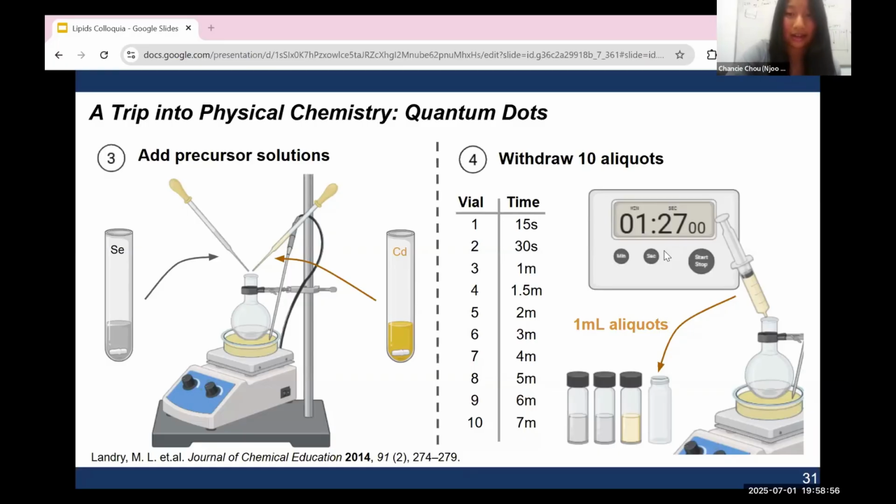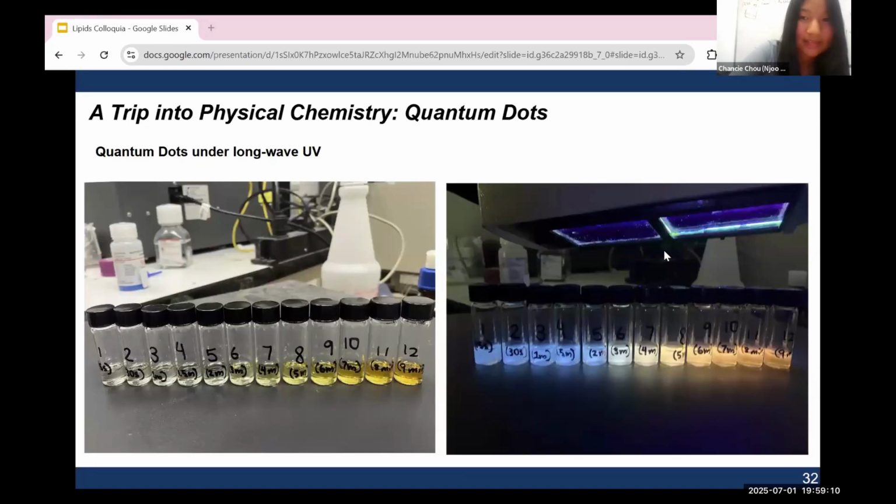So with these different reaction times, the longer reaction time allows more time for the selenium and cadmium complex to form. So longer reaction time leads to larger quantum dots. And this is how our quantum dots look. As you can see, under normal light, they don't really look that special. It's just kind of clear to a dark yellowish solution. But under long wave UV, they fluoresce, and it's a whole scale from bluish to a more reddish wavelength.